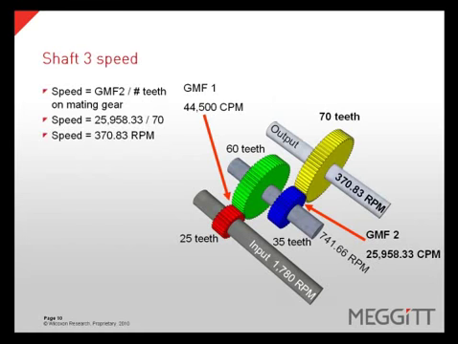Finally, we can calculate the speed of the output shaft, or shaft 3. To calculate the shaft 3 speed, we take our gear mesh frequency 2, which is 25,958.33, and divide it by the number of teeth on the mating gear, gear 4, which has 70 teeth. This gives us an output shaft speed of 370.83 RPM.